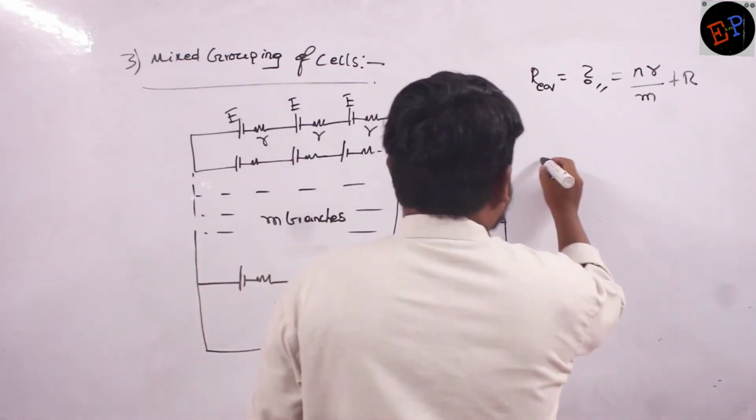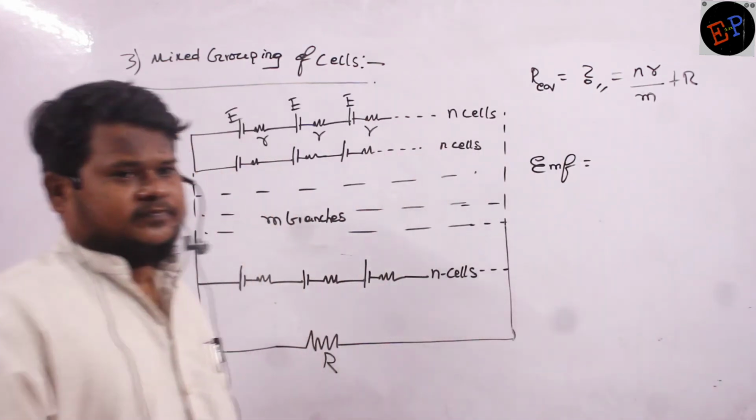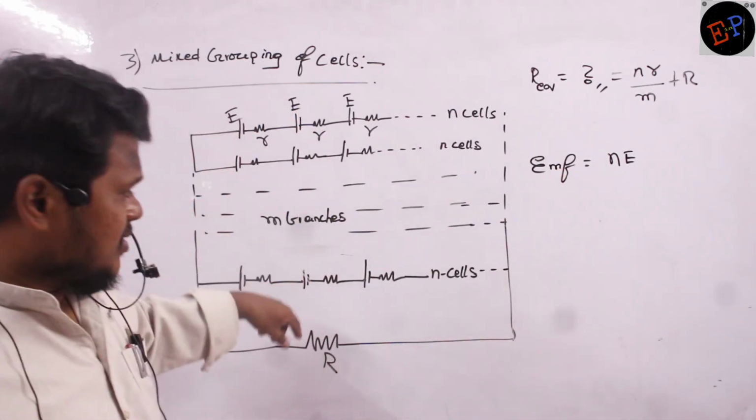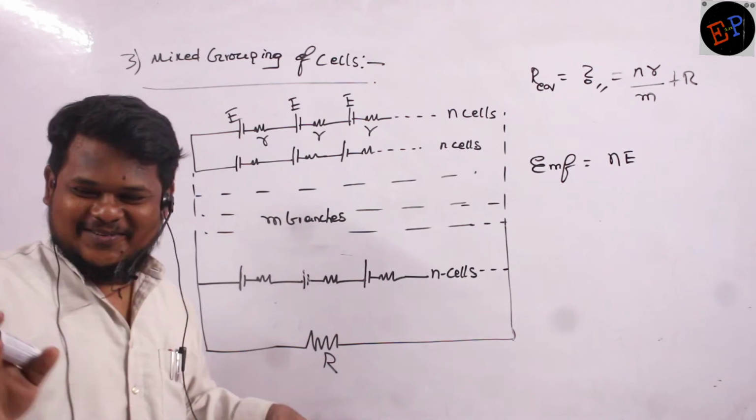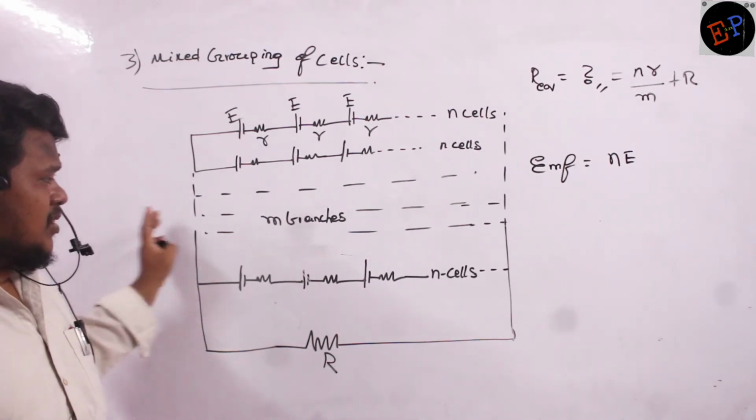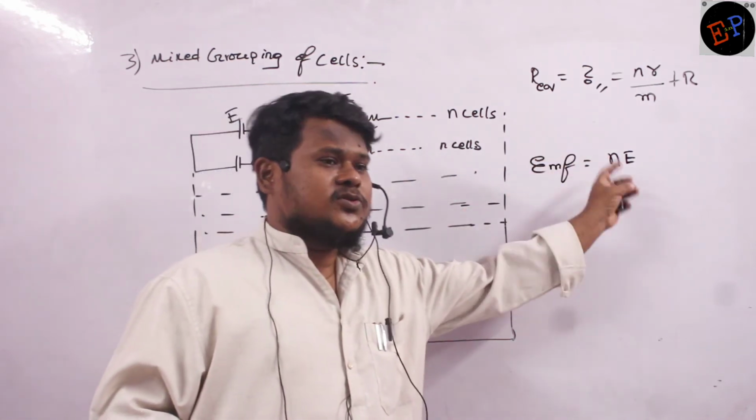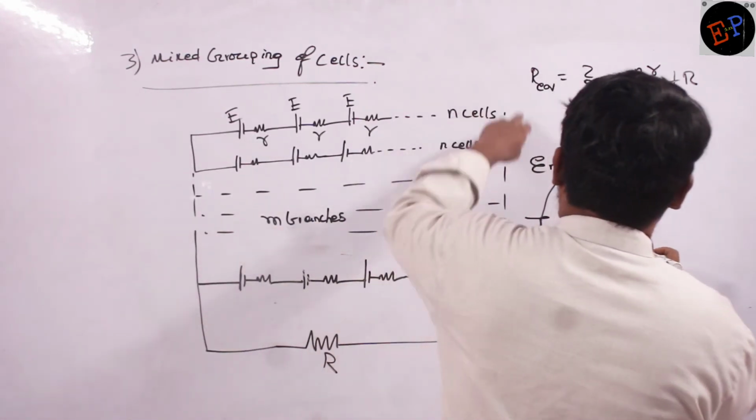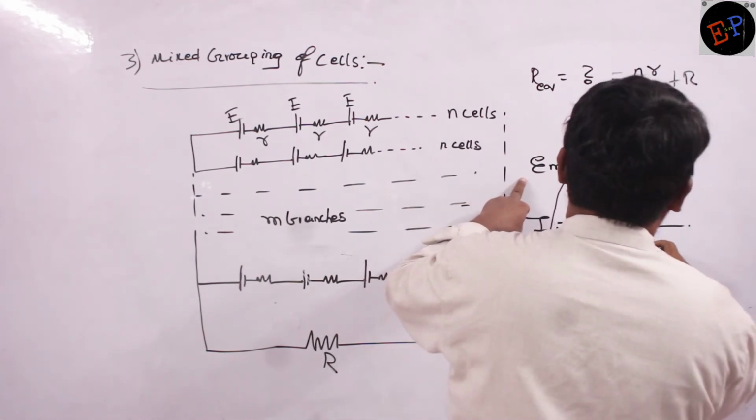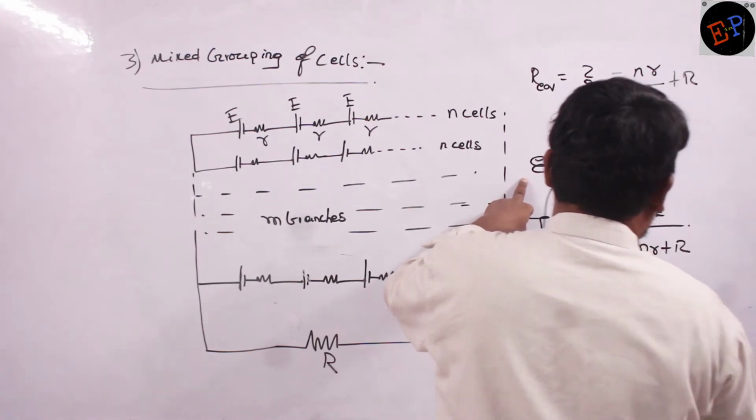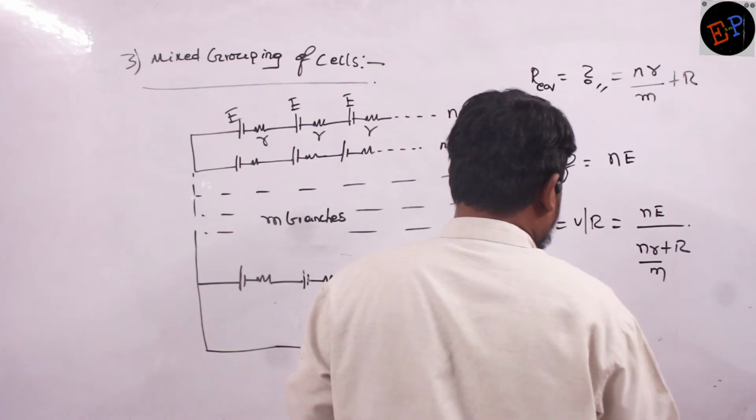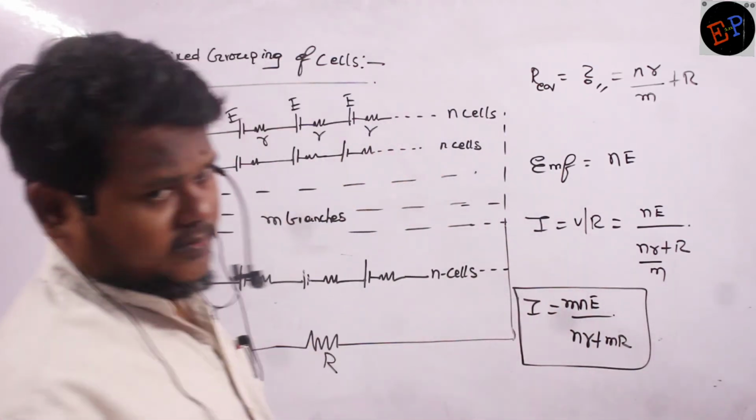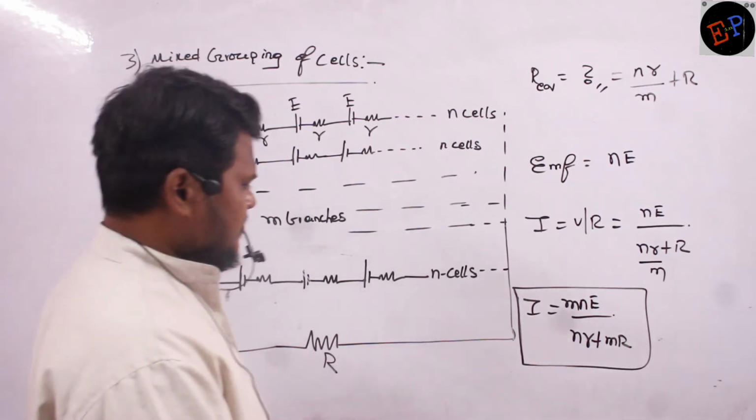Understood? Then what is the total EMF? What is the EMF of each branch? N into E. And how many branches are connected in parallel? Shall I divide? No need of dividing. All of them are in parallel, so the total EMF is the EMF of a single branch itself. So the EMF is N into E only. You should not again divide by M. Therefore, what is the current flowing? I is equal to V by R. Potential is N into E divided by R value, NR by M plus capital R. So NE divided by NR plus MR, multiplied by M. This is the total current flowing in the circuit. If you take the LCM, you will get this answer. Understood? This is the equation.